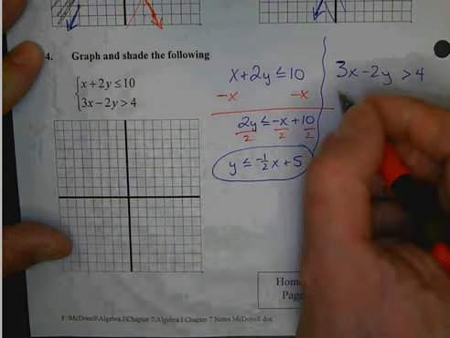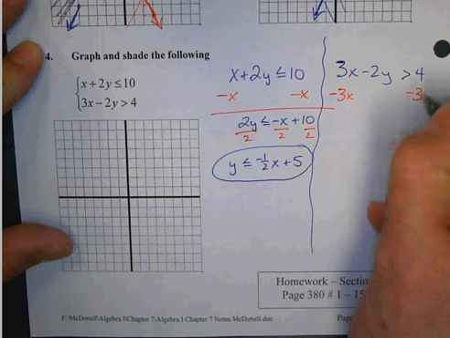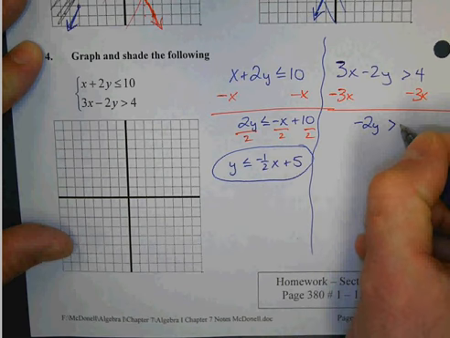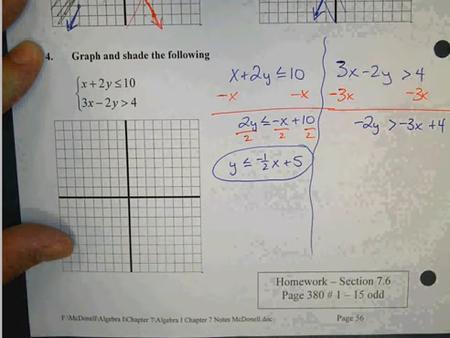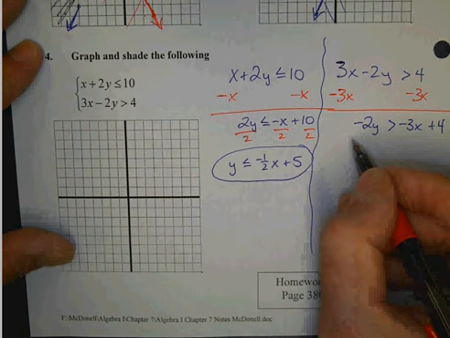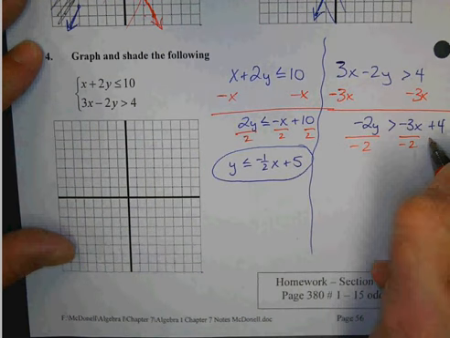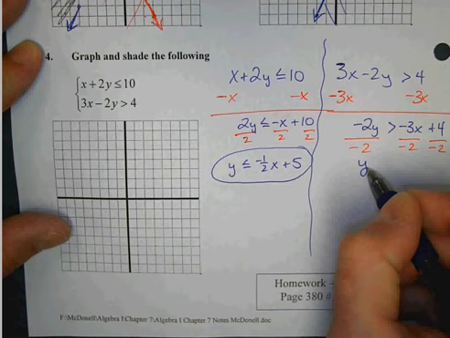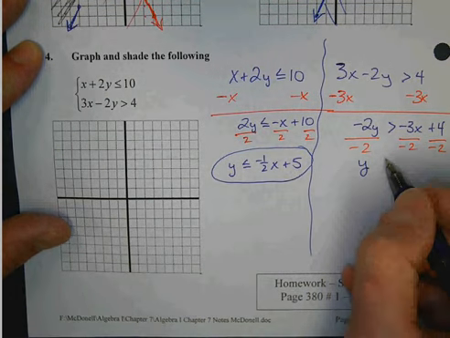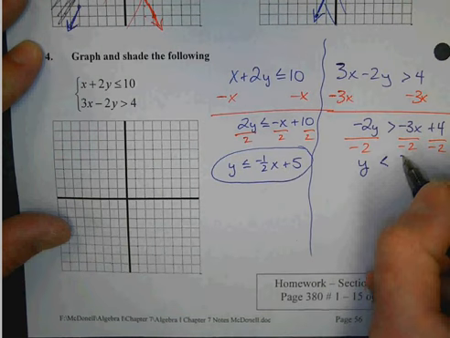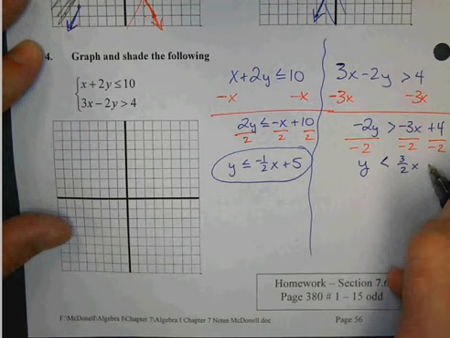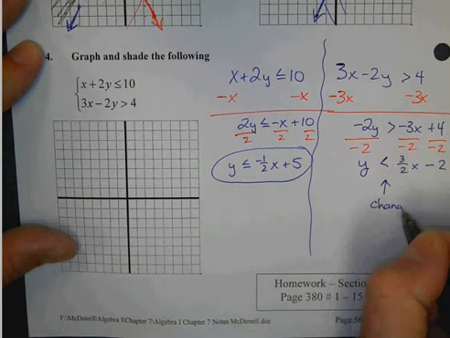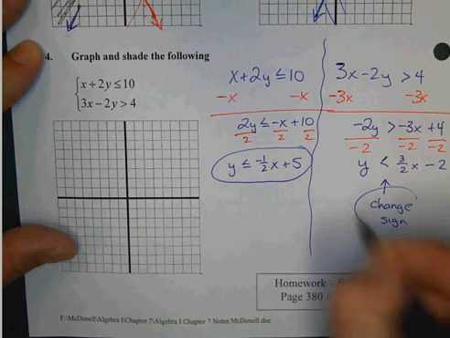Drew, can you help me with the other one? Subtract 3x. Negative 2y greater than negative 3x plus 4. Good job, Drew. And now? Divide by negative 2. Y is, heads up here, y is what? Less than 3/2 x minus 2. Put a little note to yourself that says, change the sign.